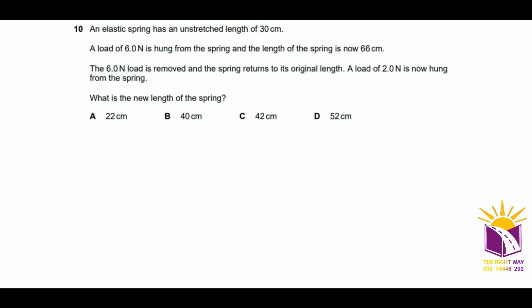Question number 10. An elastic spring has an unstretched length of 30 cm. A load of 6 Newton is hung from the spring and the length of the spring is now 66 cm. The 6 Newton load is removed and the spring returns to its original length. So the limit of proportionality is not achieved. A load of 2 Newton is now hung from the spring. What is the new length of the spring? Okay, what is the extension in the spring?